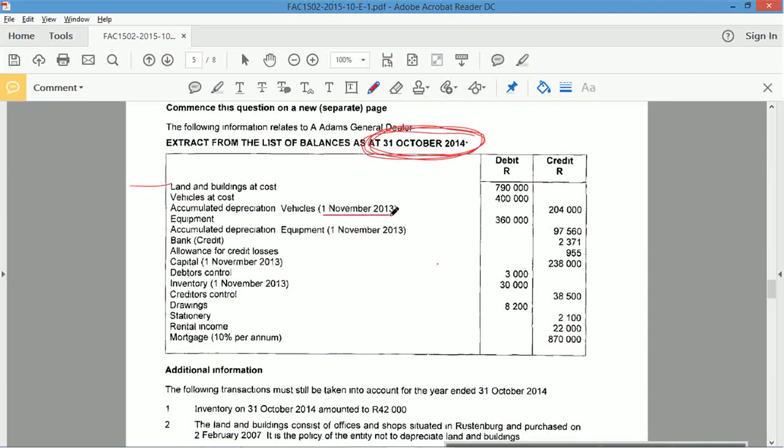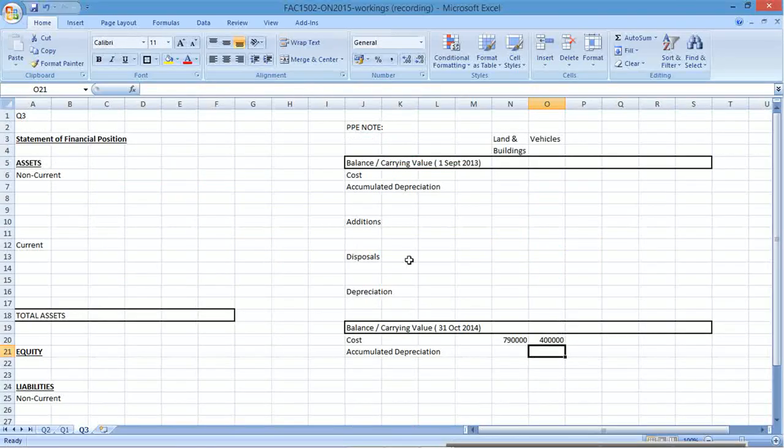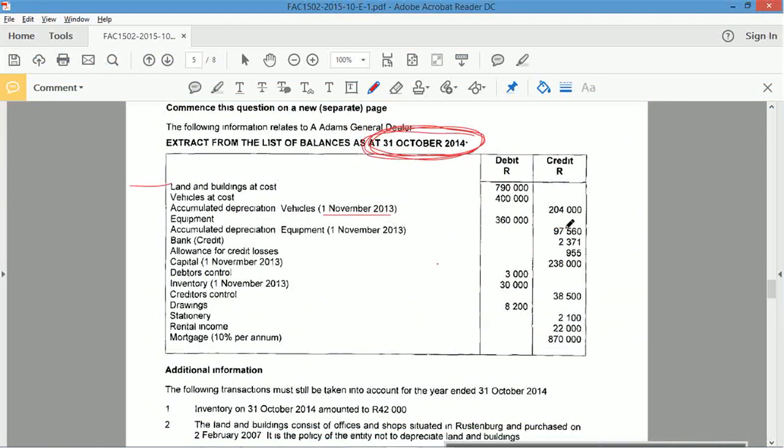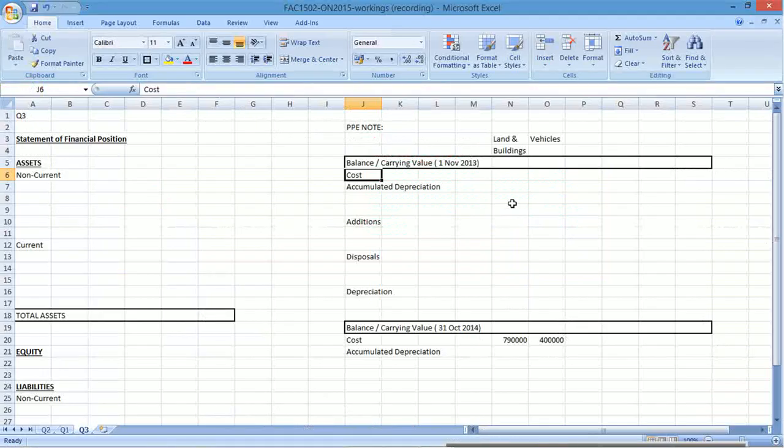Accumulated depreciation 1st November. Oh, I got my dates wrong. It should be November, not September. I wrote September here, it should be November. November's the beginning. Okay, how much was it? 204 for vehicles. Vehicles 204.